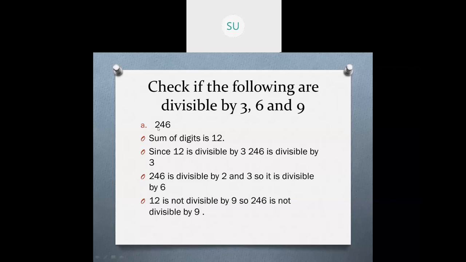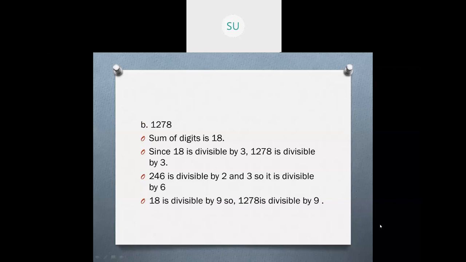Now to see if the number is divisible by 9. The sum of digits is 12, and 12 is not divisible by 9. So the sum of digits is not divisible by 9, which means the number is also not divisible by 9. So 246 is divisible by 3 and 6, but it is not divisible by 9. That was the first question.